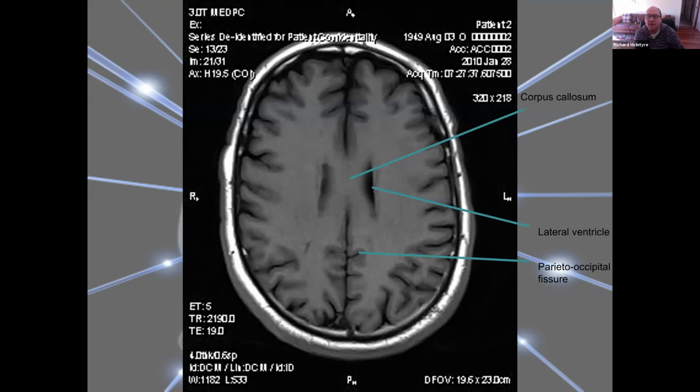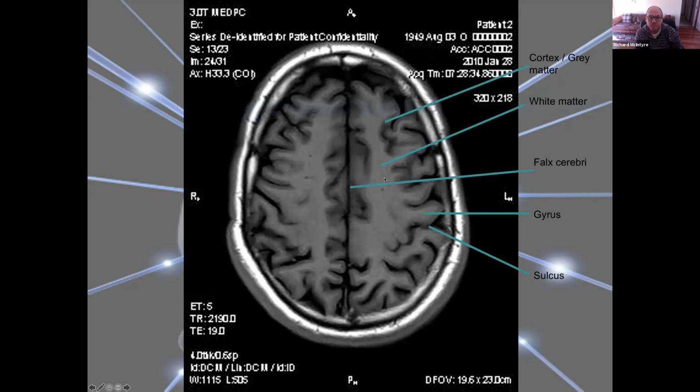And then we have the parieto-occipital fissure, the transverse, sort of coronal fissure. And we have the top of the corpus callosum. Cortex, grey matter, white matter, falx. We know the difference between a gyrus and a sulcus. The gyrus is the brain matter, and the sulcus is the area between that brain matter.